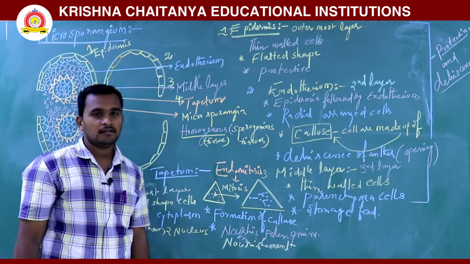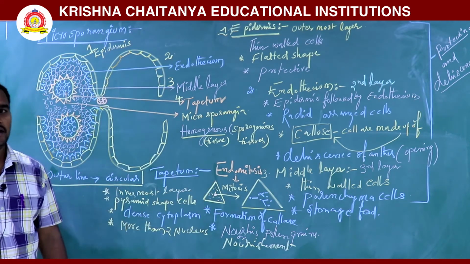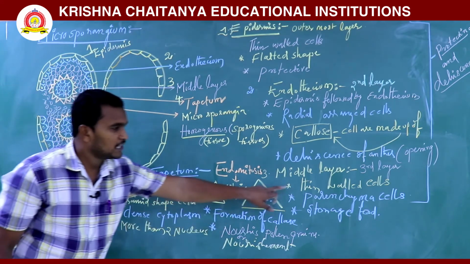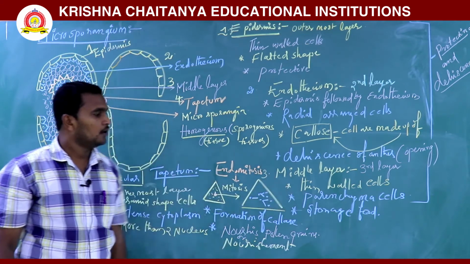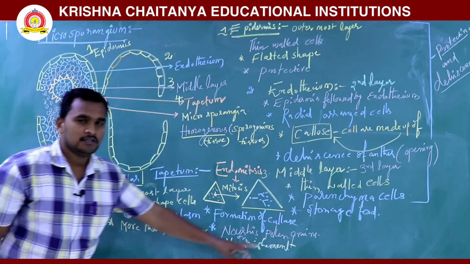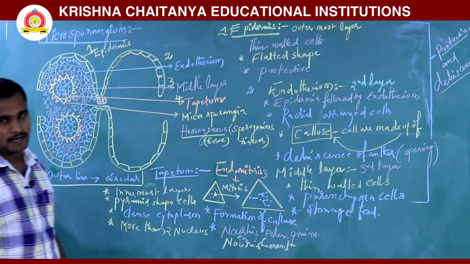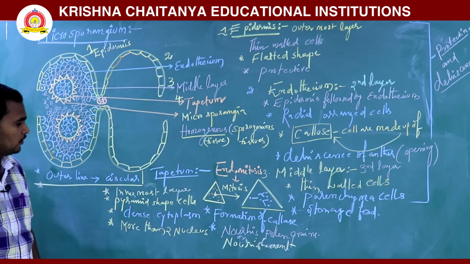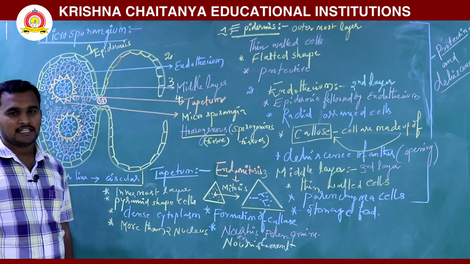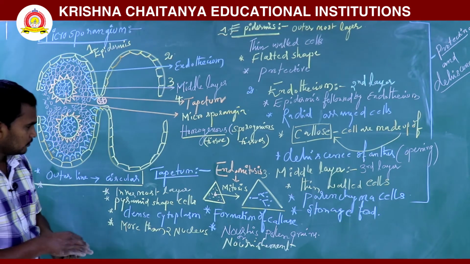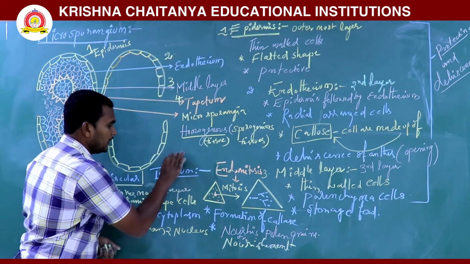The next layer is called the middle layer. It consists of thin-walled parenchyma cells. It also helps in the storage of food material. Next is the fourth layer.